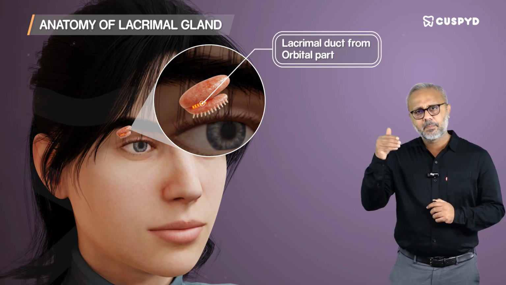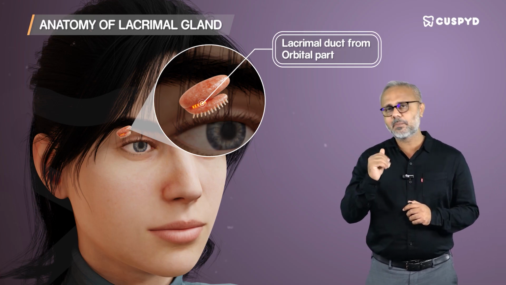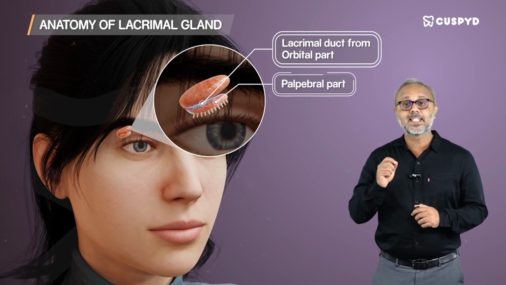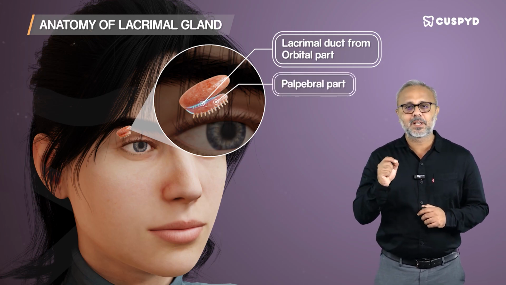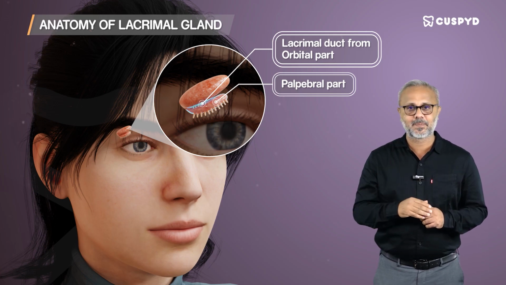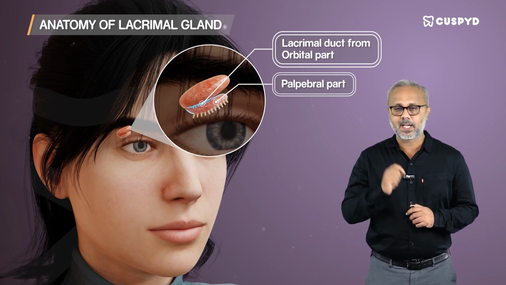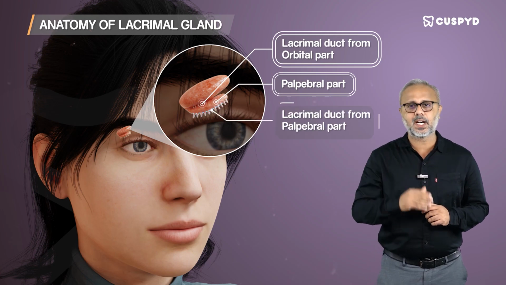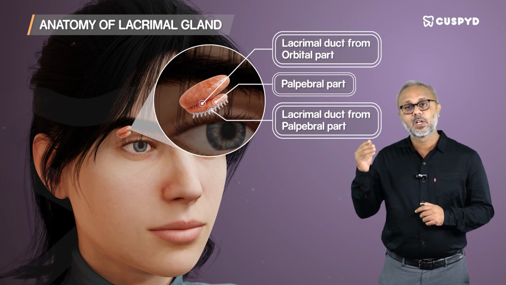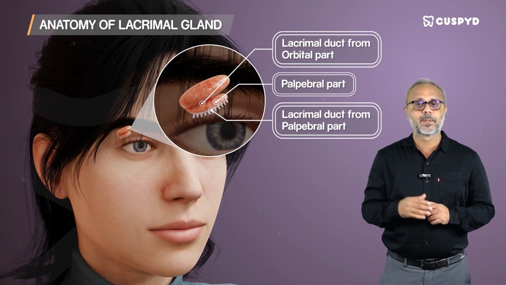These ducts pass through one small part of lacrimal gland called as the palpebral part. As the name suggests, the palpebral part is part of the lacrimal gland present in the eyelids. The importance of this part is this also gives rise to ducts, but the ducts of the orbital part also pass through the palpebral part.